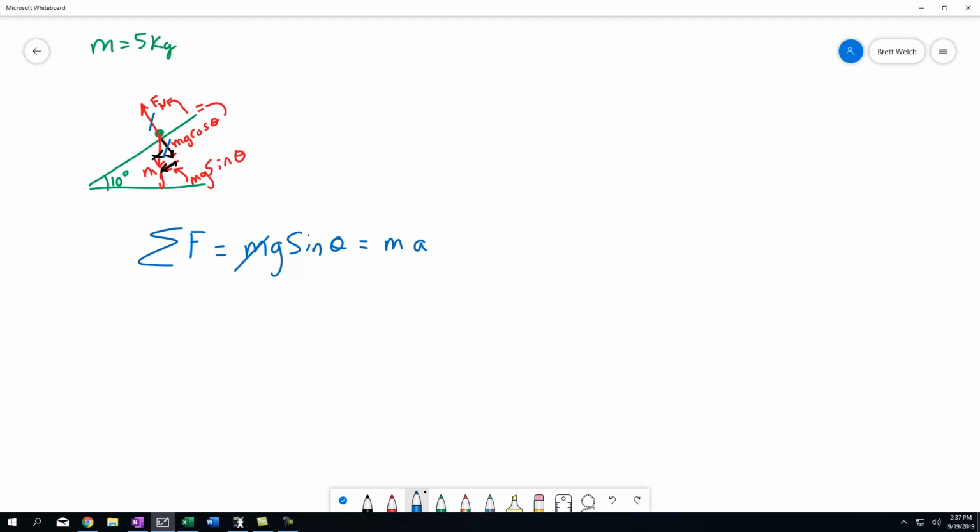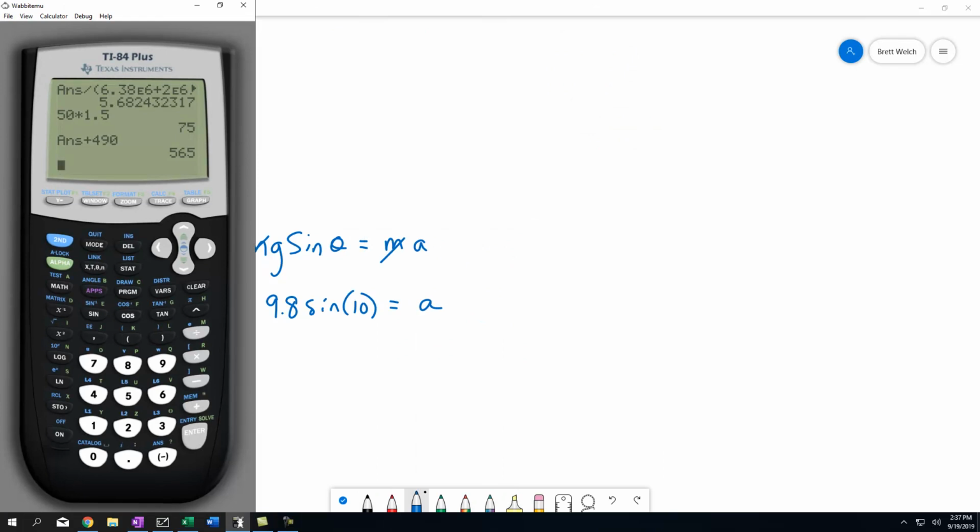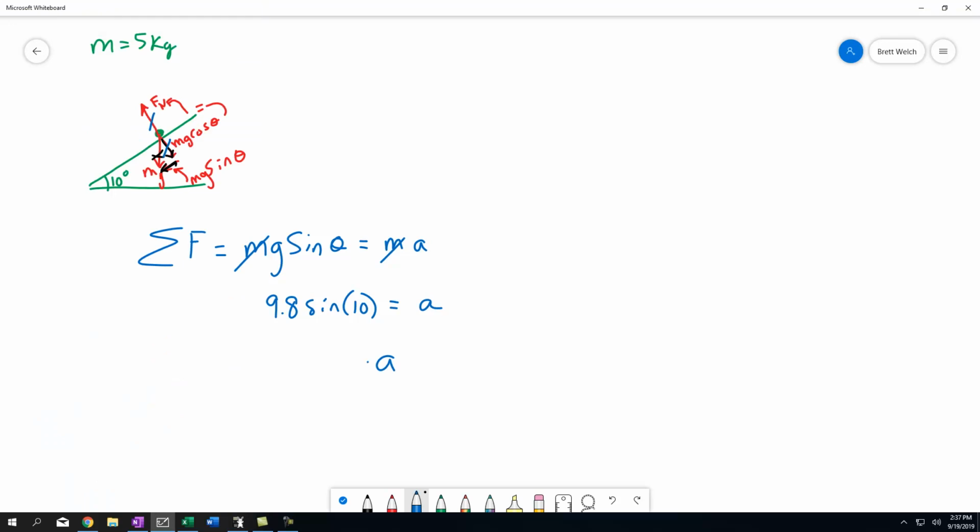So if we get rid of our masses, which we could have put the 5 in, but it doesn't actually matter, we know that 9.8 times the sine of our angle, which is 10 degrees, should equal our acceleration down the plane. So we're going to grab our calculator. 9.8 sine of 10. Do check your calculator consistently for mode questions. We get 1.70. So the acceleration is 1.70 meters per second squared down the incline.